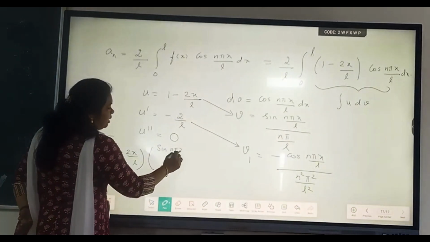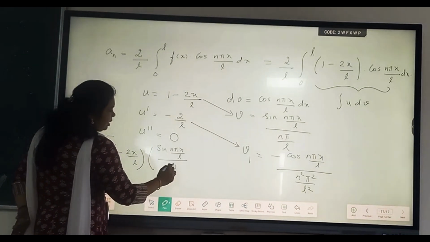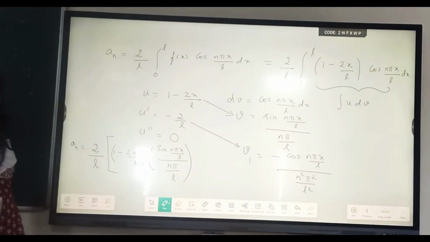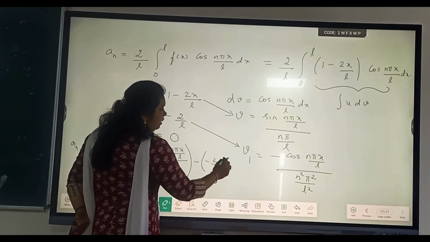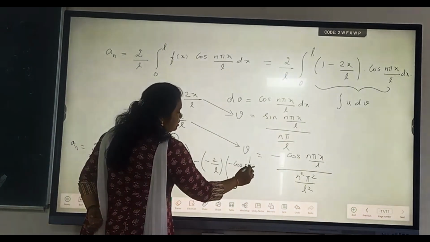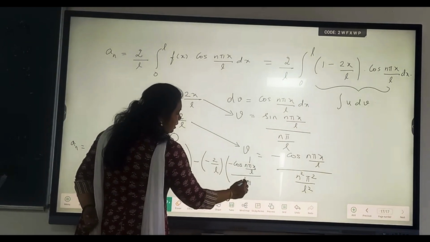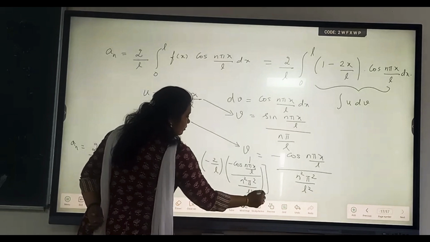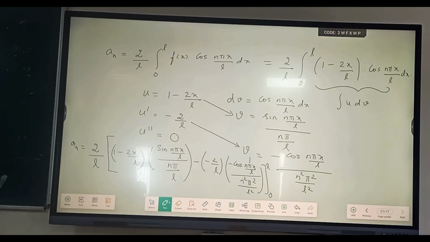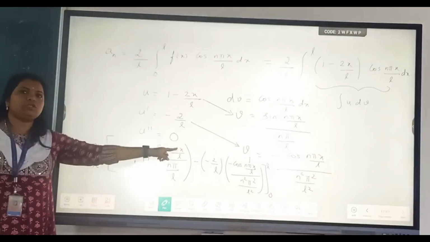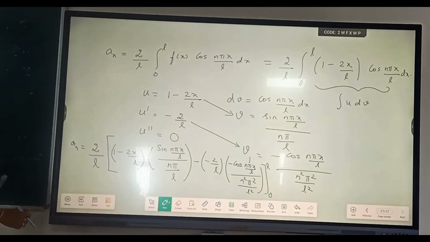sin n pi x by L divided by n pi by L, minus U dash V1 minus cos n pi x by L divided by n square pi square by L square, where the limits start from 0 to L. Now apply upper limit and lower limit. Wherever you are having x, you apply L, and wherever you are having x, you apply 0. So what do you get?